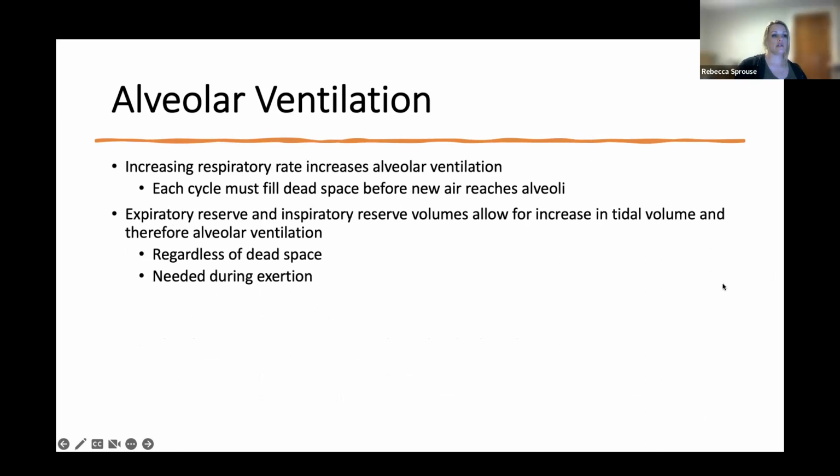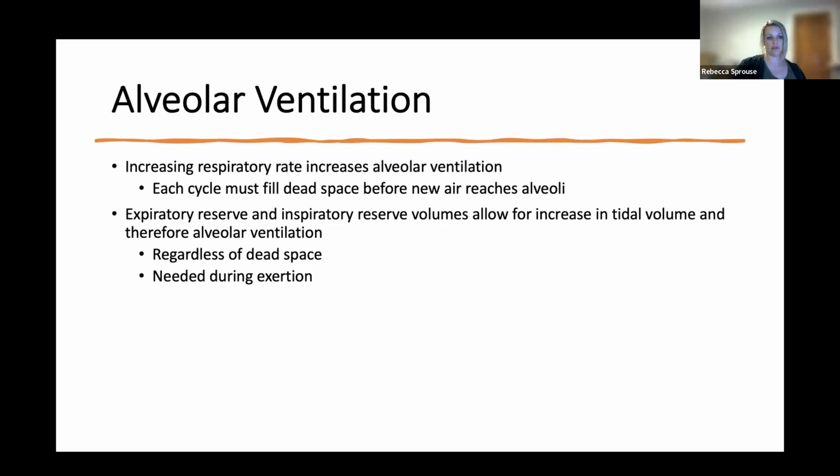So how can we increase our alveolar ventilation, right? If our alveoli are not functioning really super well, then how can we increase that? Well, you can increase your respiratory rate. So the faster you breathe, the more air you're going to pass each minute. And so you can increase how much functional air is being used by the alveoli each minute. Remember that each cycle must fill the dead space before that new air reaches your alveoli. So you're going to have air sitting in the dead space. It will move down eventually to the alveoli and so on and so forth.